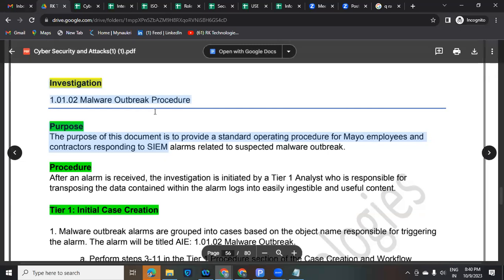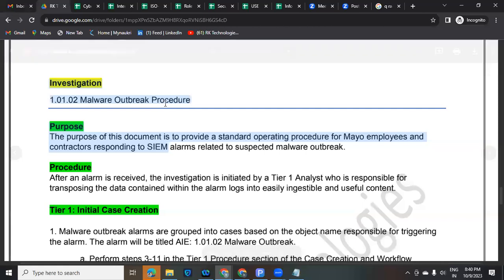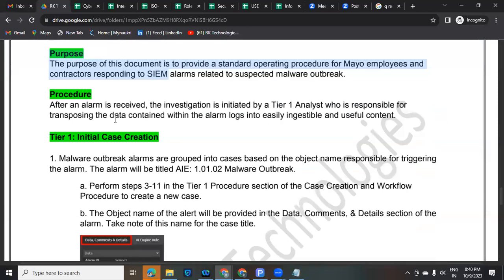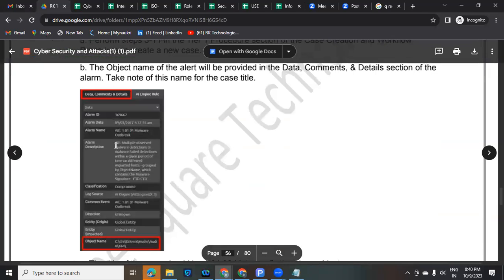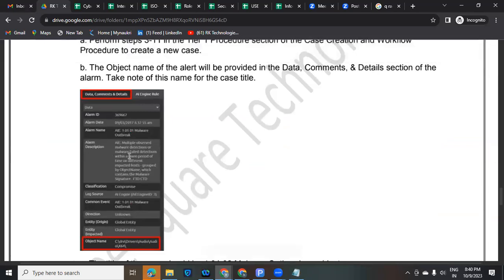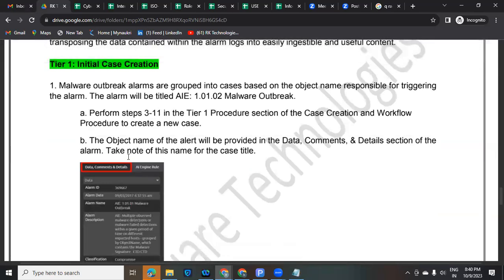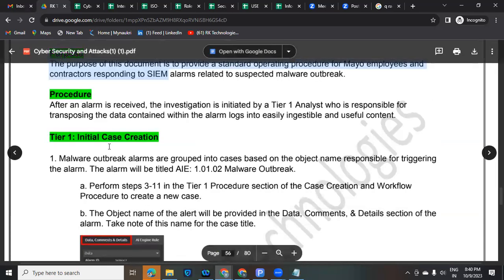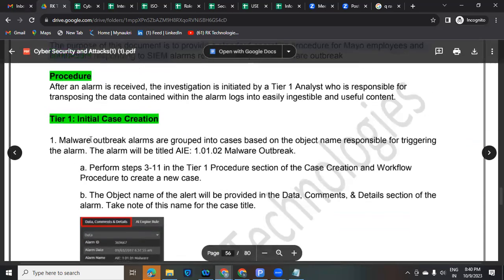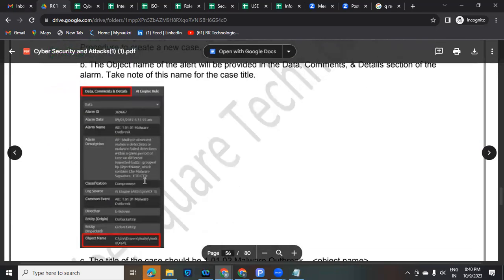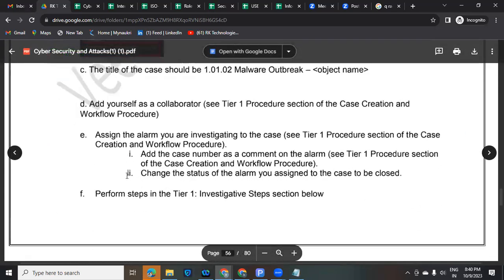So this is an example SOP for the malware outbreak procedure. Nothing but malware investigation, right? So this is dedicated. Which tool is this one? Anyone? Based on this particular screenshot. Logarithm. Exactly. That's the perfect answer. It's a LogRhythm SOP. That's right. Okay. So initial case creation. What exactly will the Tier 1 team do? I provided everything here.